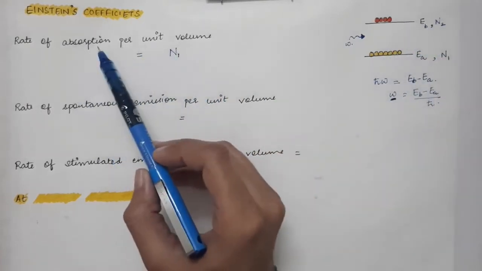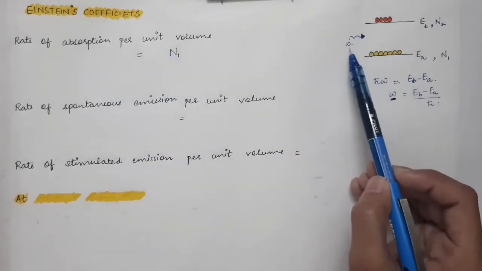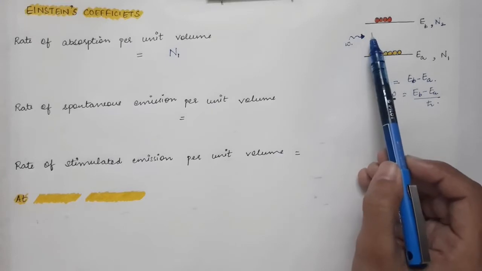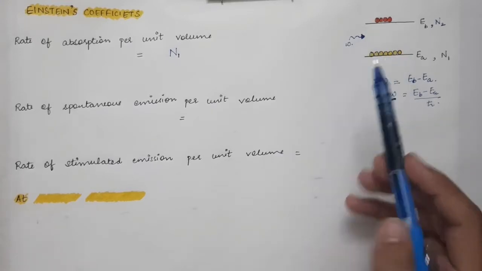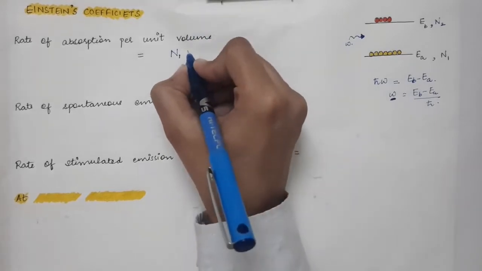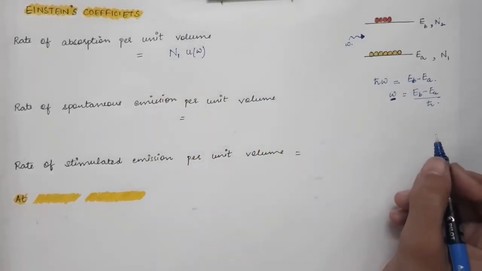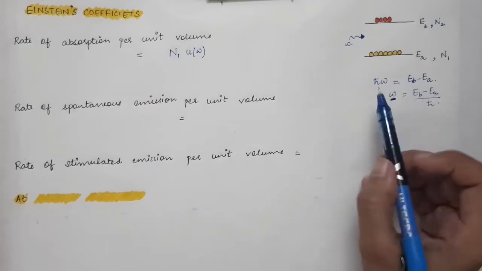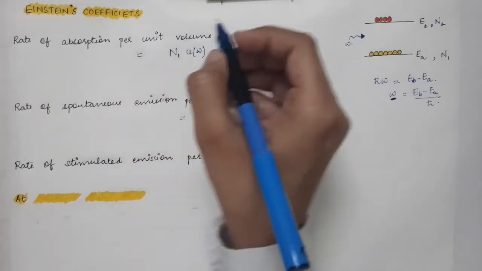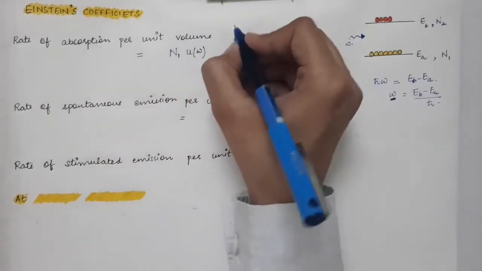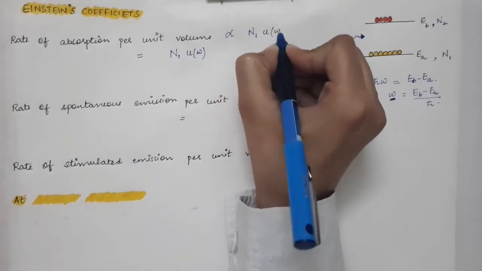So this rate of absorption depends upon the energy density of these photons at frequency omega. The more photons present, obviously the more absorption will take place. So this is directly proportional to U of omega. Now U of omega is the energy density of the radiation at frequency omega. So the rate of absorption is proportional to N1 as well as to U of omega.